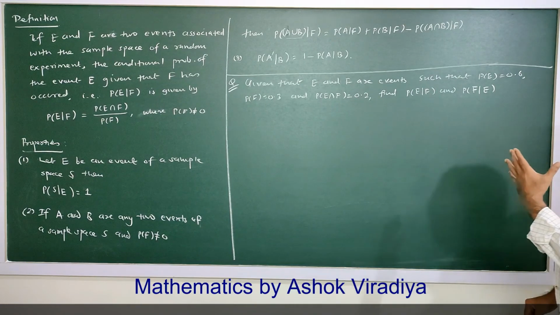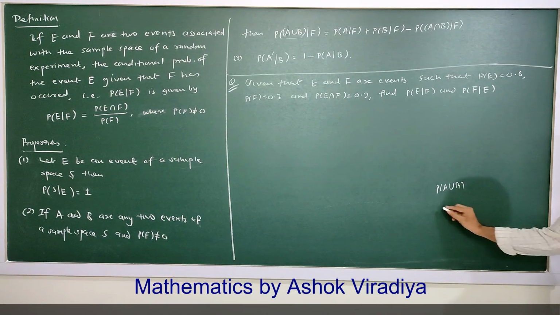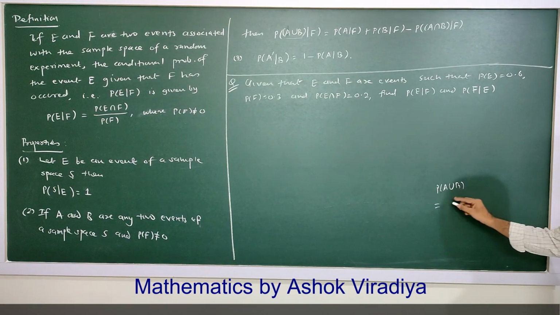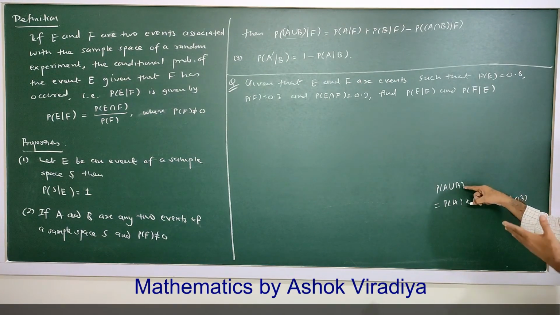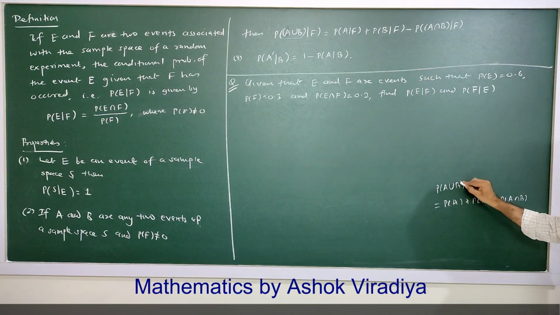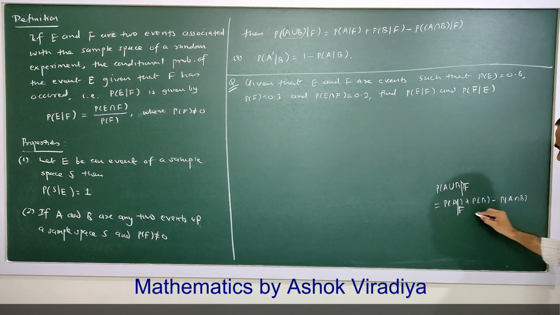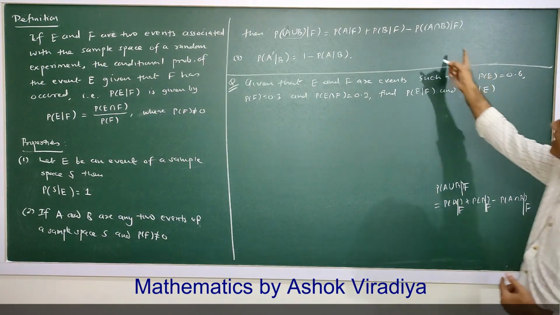This is similar to the results just discussed from the basics of probability: the probability of A union B is the probability of A plus the probability of B minus the probability of A intersection B. Now what is the difference? Here I have taken a condition, the condition is F. So I keep "given F" everywhere, and it is converted into this result.